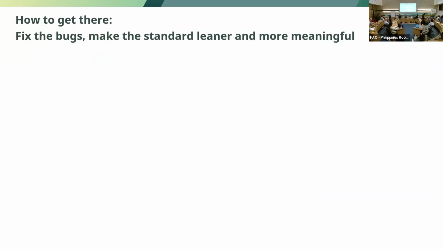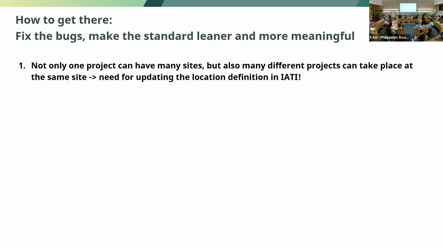When we looked at the location data types, I'm trying here to summarize what we propose to change. So fix the bugs and make the standard leaner and more meaningful. One important matter that came up, which is related to the definition of a location, which was mentioned by Oliver, is that the current IATI standard only looks at one project that can have many sites. And these sites have location IDs.